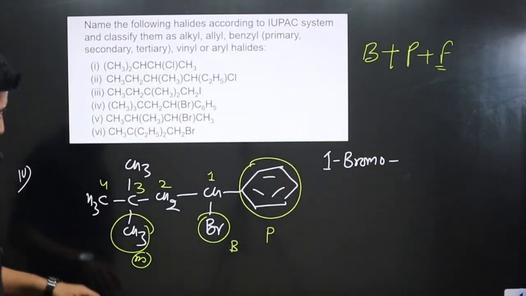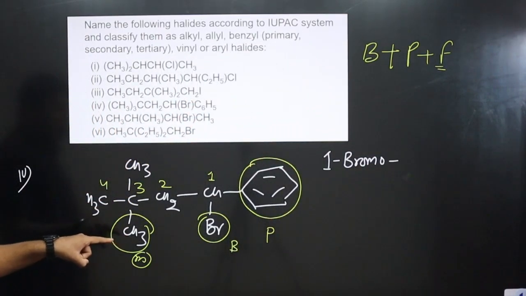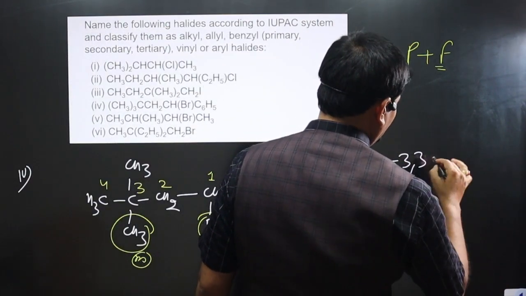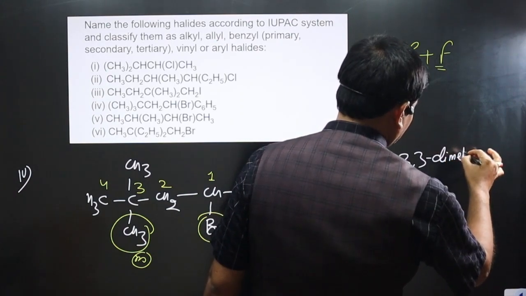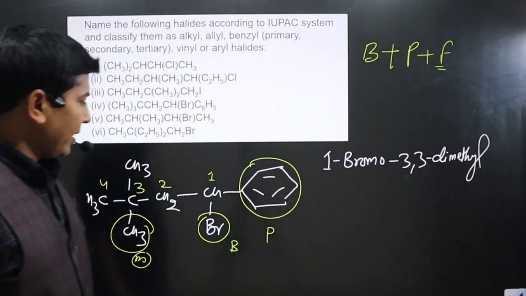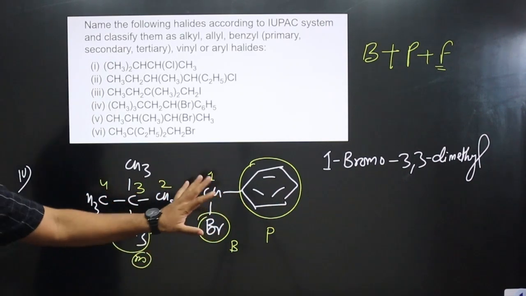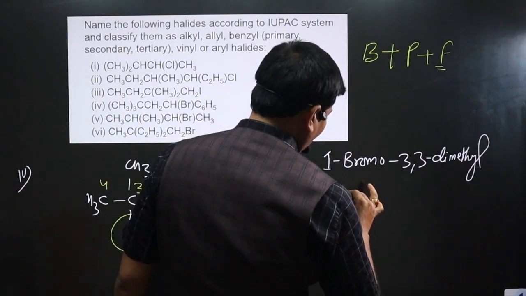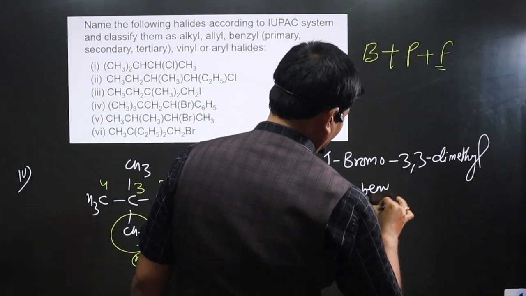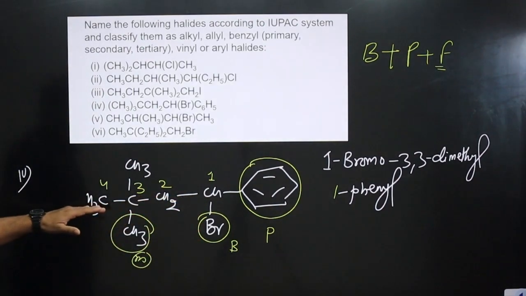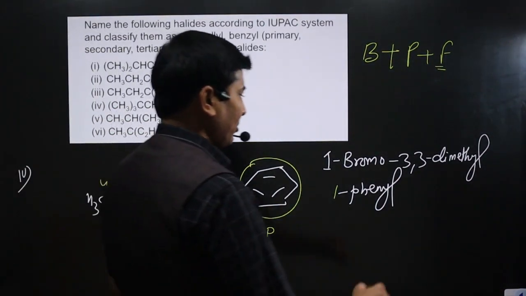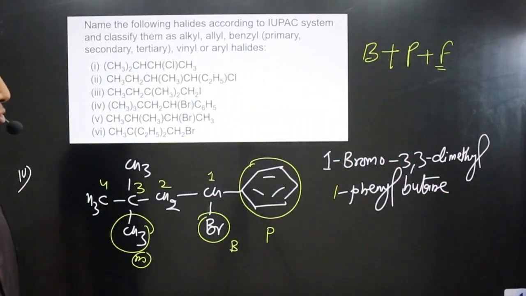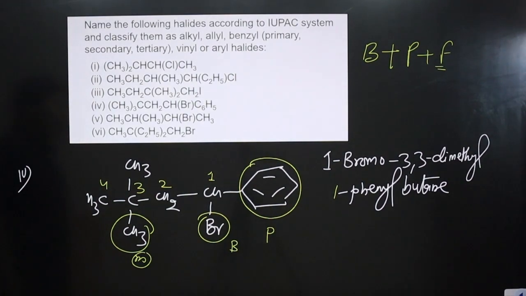Next you can see to the third carbon 2 alkyl groups are attached. So 2 groups are attached. Then we mention 3,3-dimethyl. Then in the last you can see the phenyl group, connected to only one carbon, so we mention 1-phenyl. Next we are left with the parent chain. How many carbons? 4 carbons are there, so we mention butane. So the name is 1-bromo-3,3-dimethyl-1-phenylbutane.